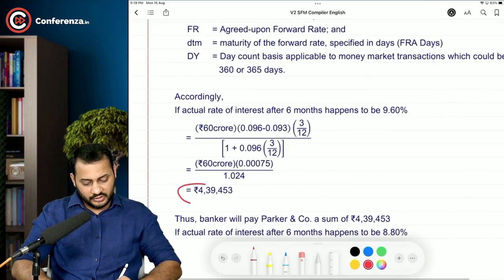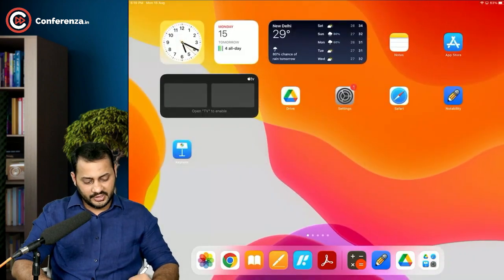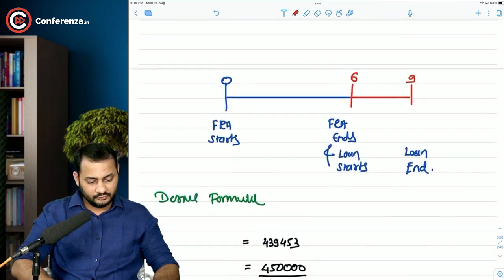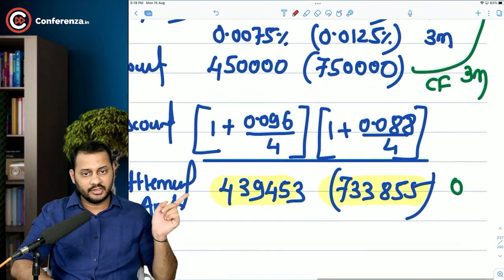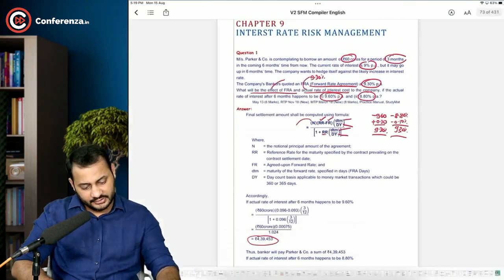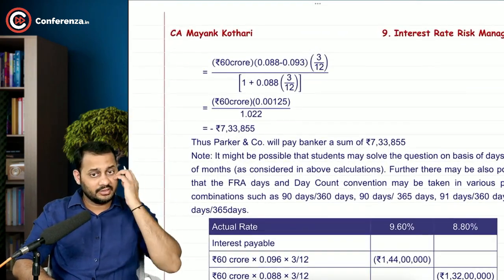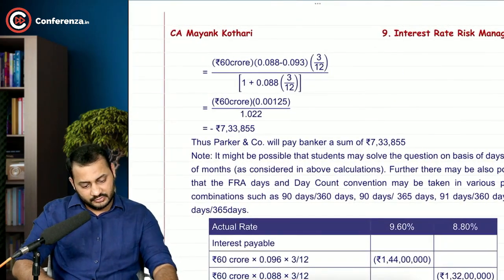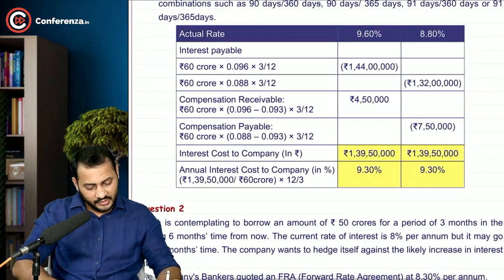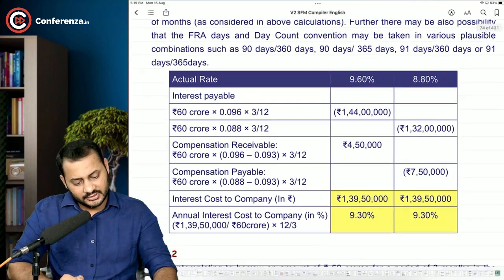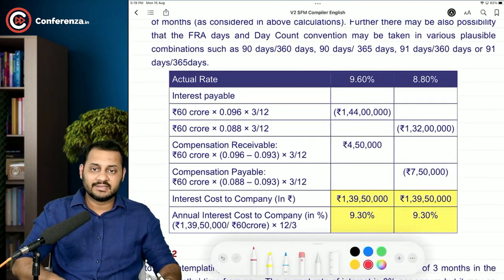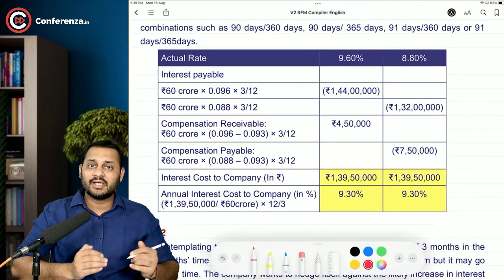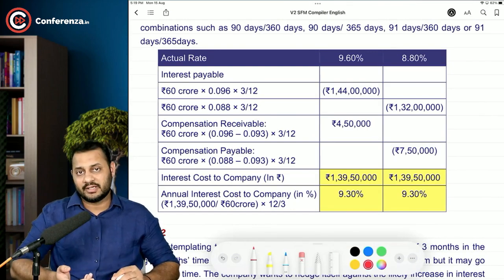See, 439, 453. Is it matching with our answer? 439,453. The second answer is 733,855. Okay, this is the impact and the actual rate of interest cost. See, this is how you have to present in the exam. When they say actual rate of interest cost, you need to make sure that you are calculating the interest cost in both the markets.